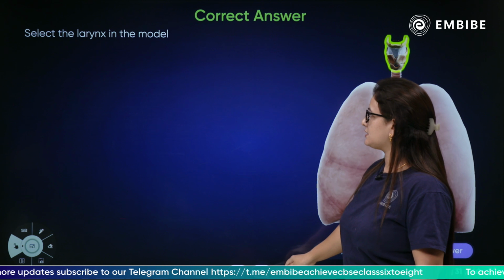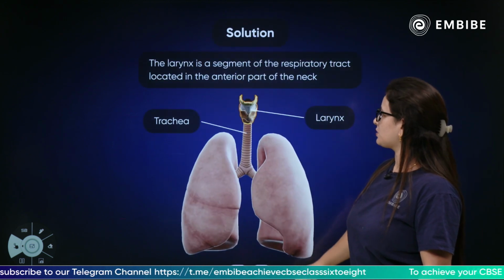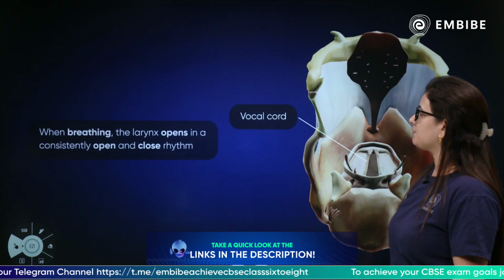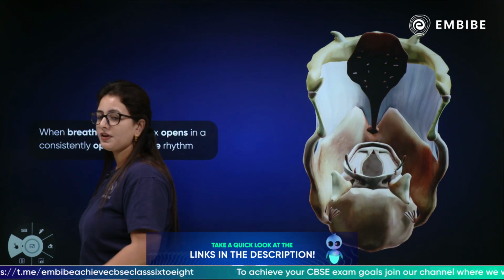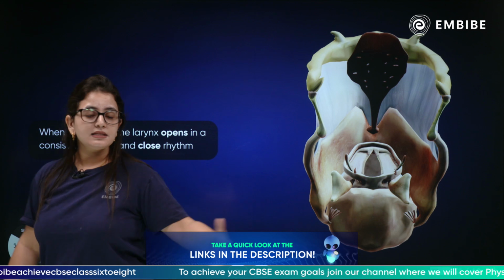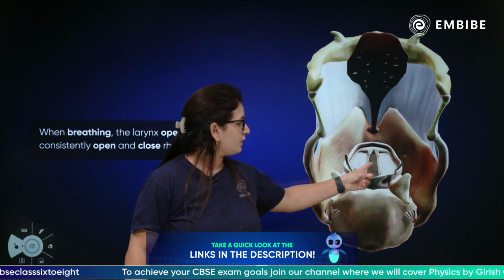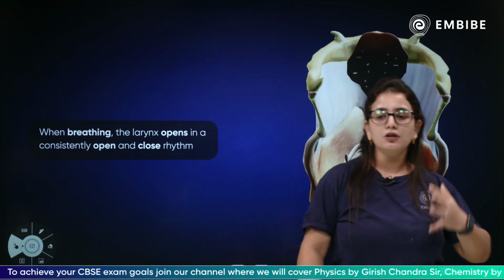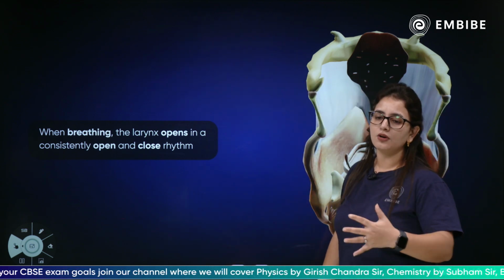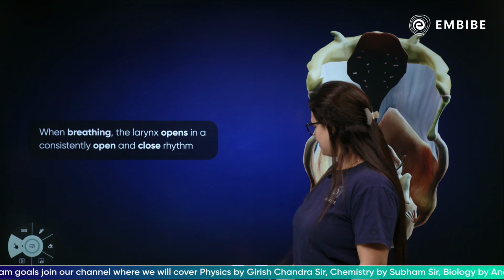This is correct, this is the larynx, this is the voice box. Next we have: when breathing, the larynx opens and closes rhythmically. So, when we are breathing, the larynx is consistently closing and opening. This is how your larynx is completely open and closed, as a rhythmic contraction and relaxation.